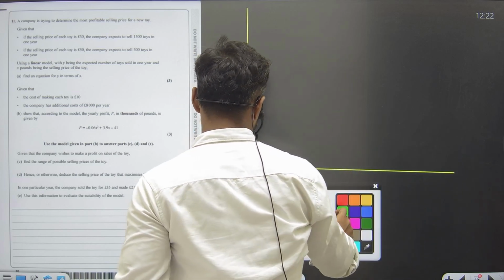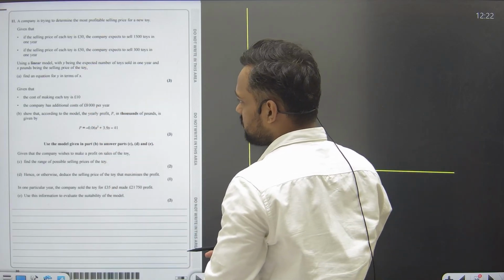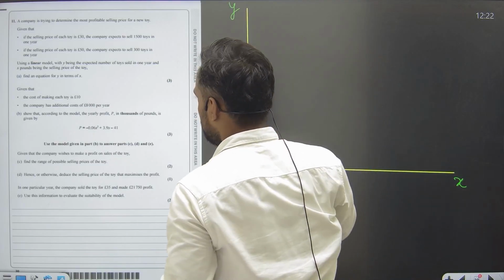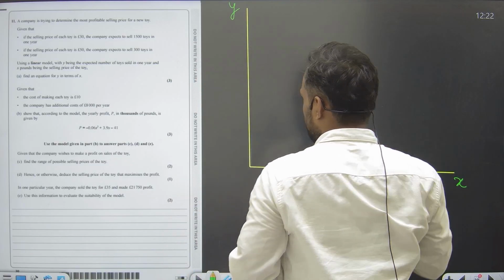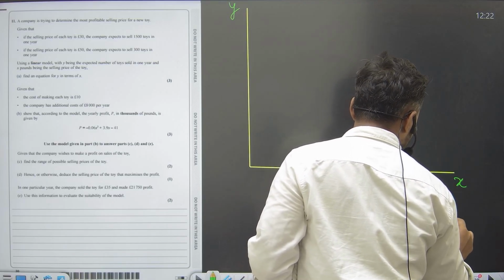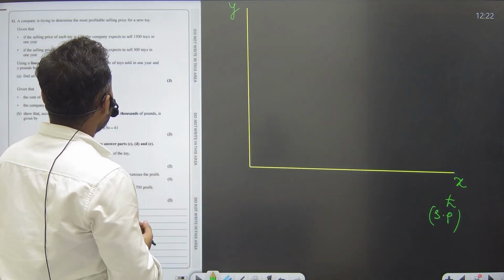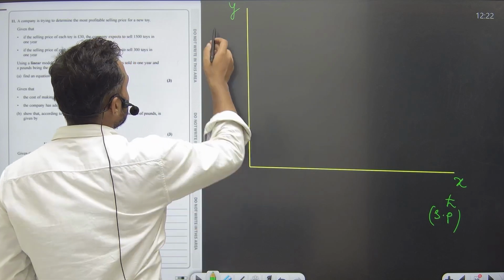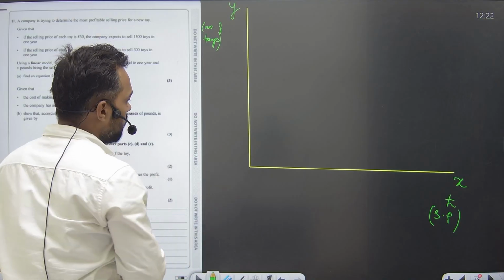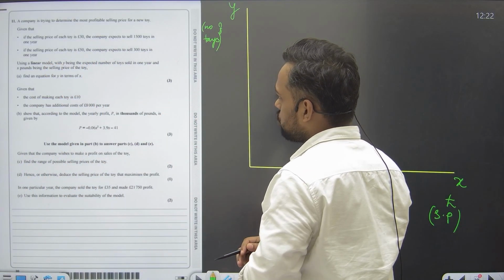See, on the x-axis, the pounds need to be mentioned. So this would be the x-axis, and this will be the y-axis. Everybody knows it. And x pounds is the selling price for the toy. So it is in pounds, students, and it is the selling price. On the y-axis, it is the expected number of toys sold in 1 year. So it will be the number of toys sold in a year.